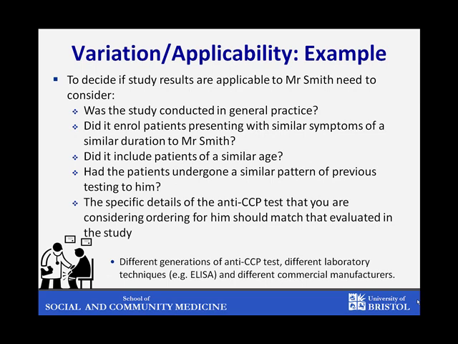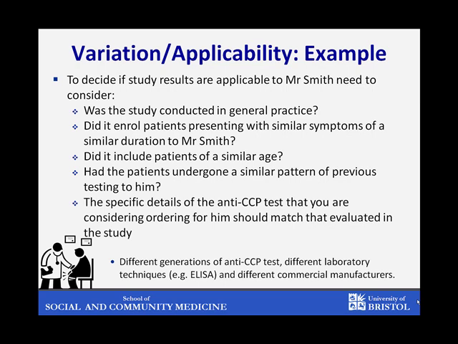So here are a few problems with the example we've given you. Firstly, was the study conducted in primary care, or was it conducted within, say, a rheumatology outpatient practice? As we've already pointed out, the prevalence of rheumatoid arthritis will be very different in those two settings.